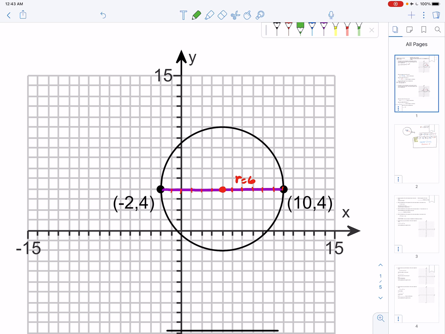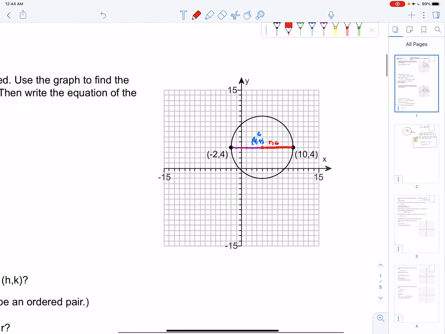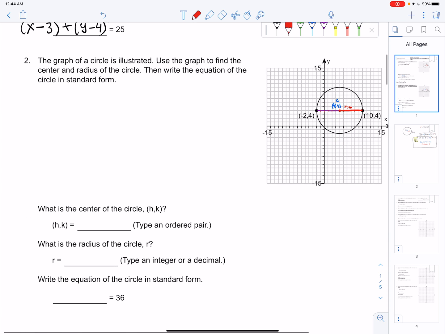And what is the center? Let's call the center 1, 2, 3, 4, comma 1, 2, 3, 4. That's the center, 4 comma 4. With that, we have all the critical information that we need to do this problem. They're asking for the center: h comma k is 4 comma 4. They're asking for the radius: the radius is 6, right? All the way across is called the diameter, and radius is halfway across.